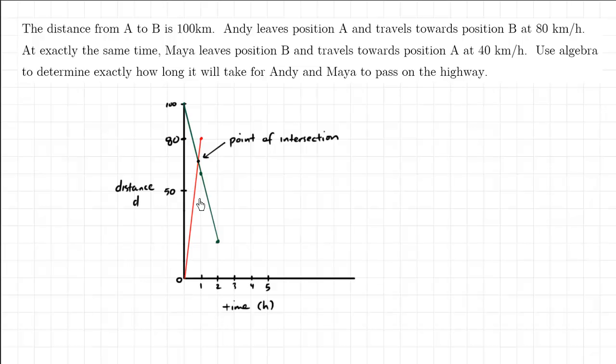Remember that the slope of a distance time graph is the speed, is the velocity. So in this case, Andy's just driving on by at the same speed here, starting from the beginning point over here.